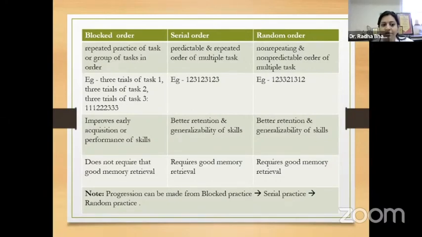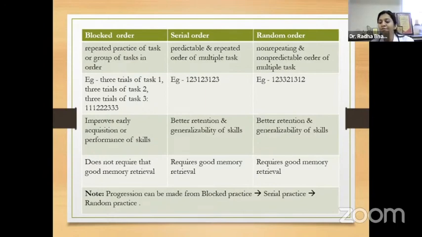So blocked order is, for example, 3 trials of task 1, 3 trials of task 2, 3 trials of task 3. It is a set protocol. You will come, you will do this many repetitions for this particular thing, then this many repetitions for this particular thing, then this many repetitions for this particular thing. So you have formed blocks.